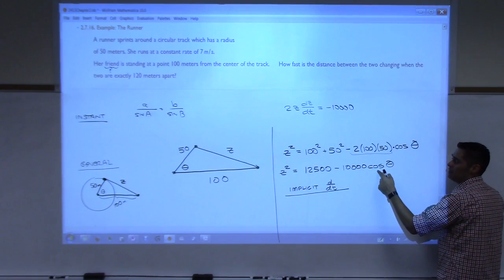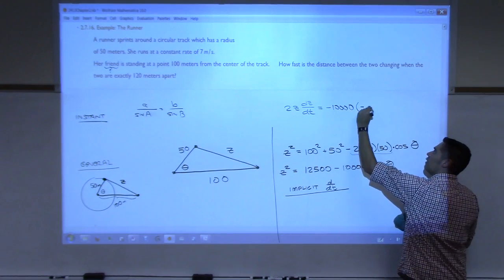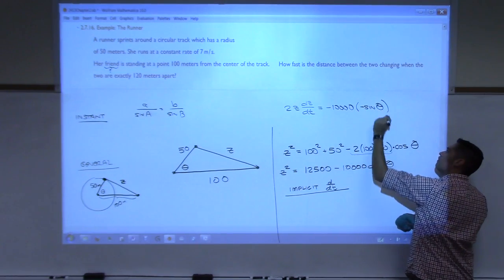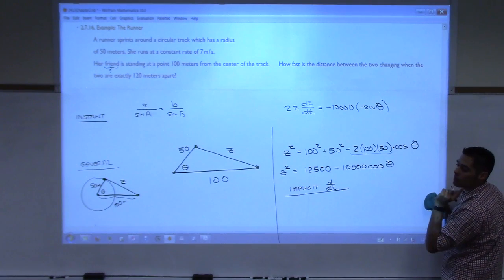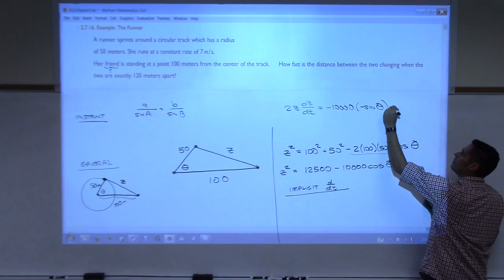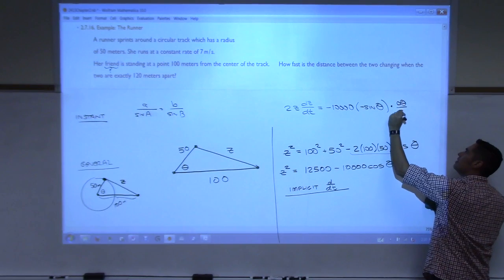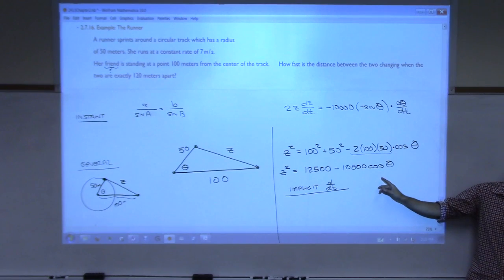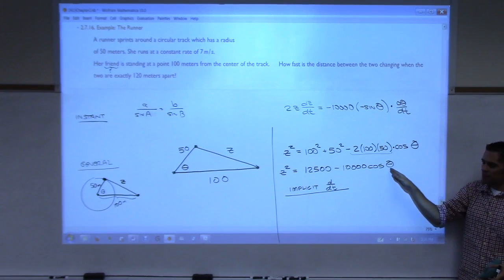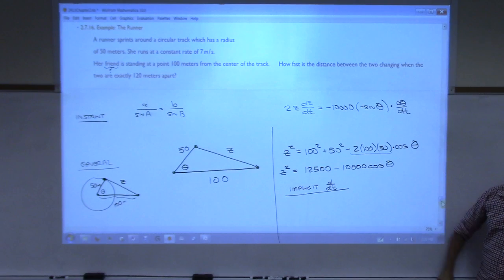Derivative of cosine is negative sine of theta. It'll be positive, times the derivative of theta, d theta dt. Do not forget the chain rule on cosine. Derivative of cosine of something is negative sine of it times the derivative of what was inside. Derivative of theta is d theta dt. Whew. That's it.